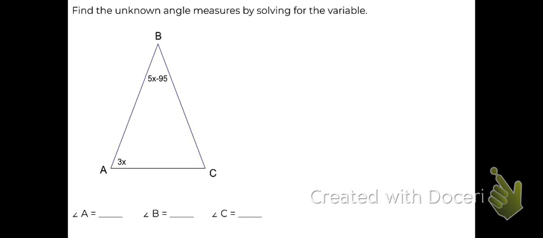Here it says find the unknown angle measures by solving for the variable. So this question is very similar to a question on your assignment, and there's a key piece of information missing from both of our questions. And that's the fact that this triangle is an isosceles triangle.